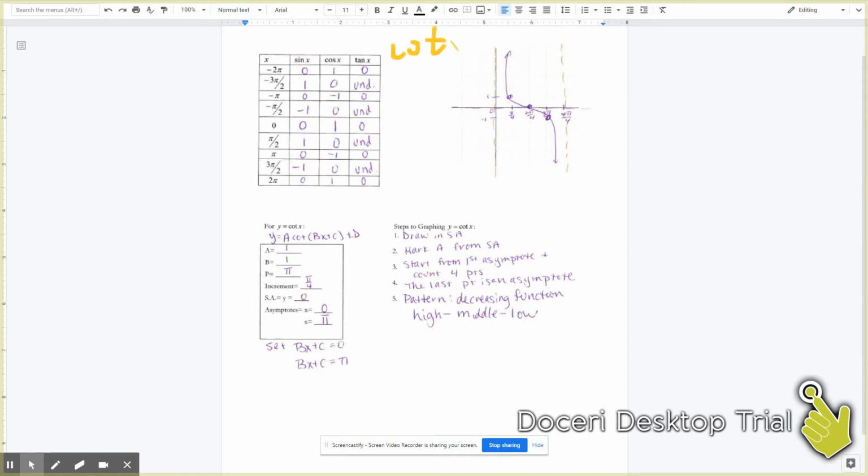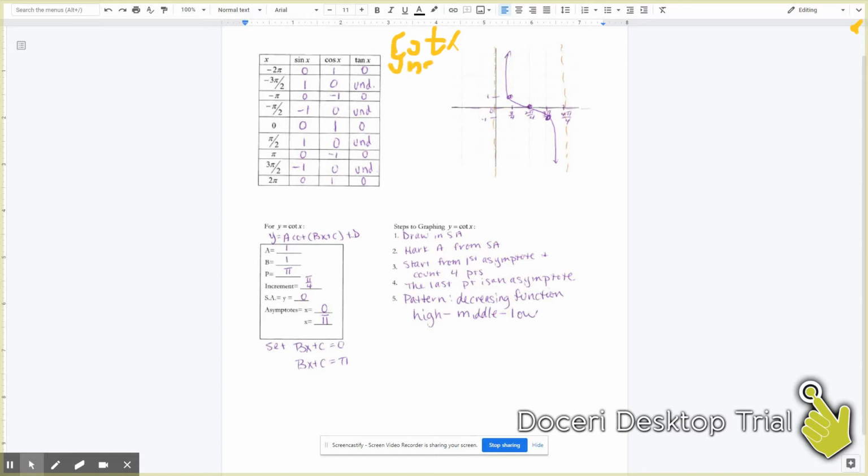I didn't leave myself a lot of room to graph here, but if we look at the first row, negative 2 pi, all right, sine of negative 2 pi is 0, cosine of negative 2 pi is 1. So therefore, tangent is 0 because tangent is sine over cosine, 0 over 1. Now, cotangent is the reciprocal of tangent. So instead of doing 0 over 1, we would do cosine over sine, 1 over 0, and we get undefined.